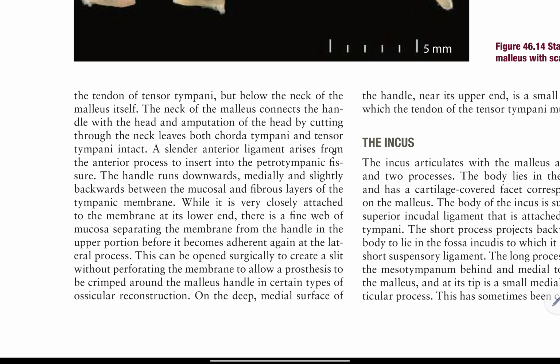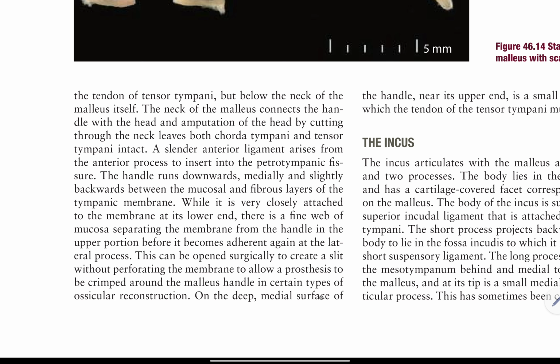A slender anterior ligament arises from the anterior process to insert into the petrotympanic fissure. The handle runs downwards, medially, and slightly backwards between the mucosal and fibrous layers of the tympanic membrane. While it is very closely attached to the membrane, at its lower end there is a fine web of mucosa separating the membrane from the handle in the upper portion before it becomes adherent again at the lateral process. This can be opened surgically to create a slit without perforating the membrane, to allow a prosthesis to be crimped around the malleus handle in certain types of ossicular reconstruction.